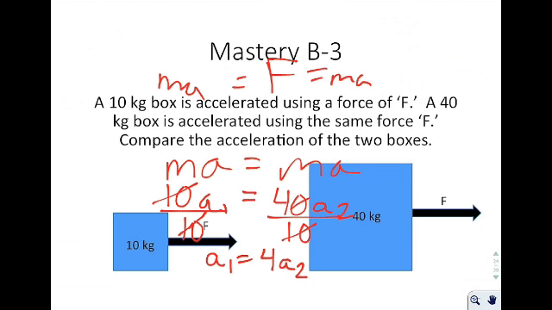What that means is that the acceleration of a1 is 4 times greater than a2. Because let's say, for example, that the acceleration of a2 is 2, that means the acceleration of a1 is 8. Because you have to multiply by 4 to get the same acceleration as a1.